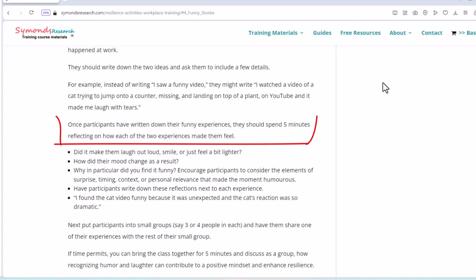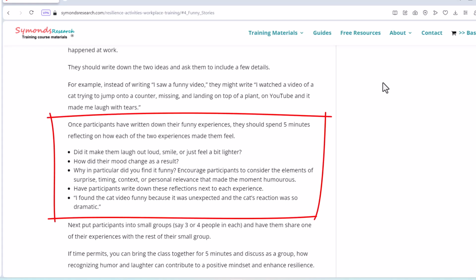And then once they've written this down, they need to then spend 5 minutes reflecting on how this experience made them feel. So we want more detail. Did it make them laugh out aloud? And why in particular did they find it funny? Was it the surprise element? Was it because of the timing? Was it the context? The participants need to write these things down.